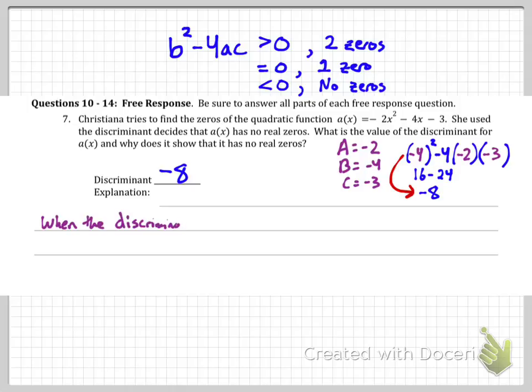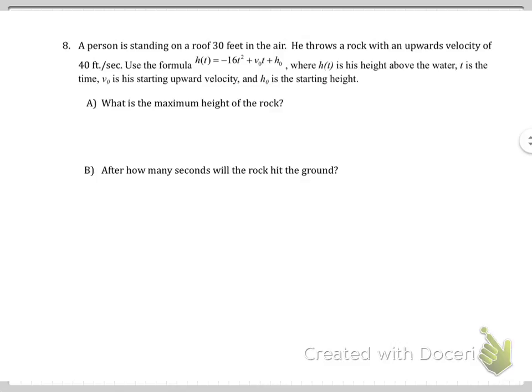And what does that mean? Well, when the discriminant is negative, we have no zeros. That is why it shows it has no zeros. And that simple explanation is enough to show that you understand what's going on.